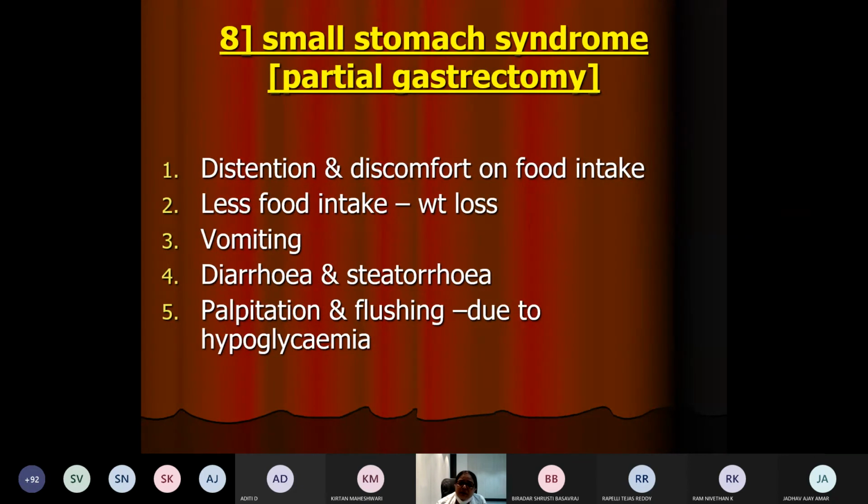Small stomach syndrome or partial gastrectomy: distension and discomfort on food intake, less food intake leading to weight loss, vomiting, diarrhea and steatorrhea, palpitation and flushing due to hypoglycemia.